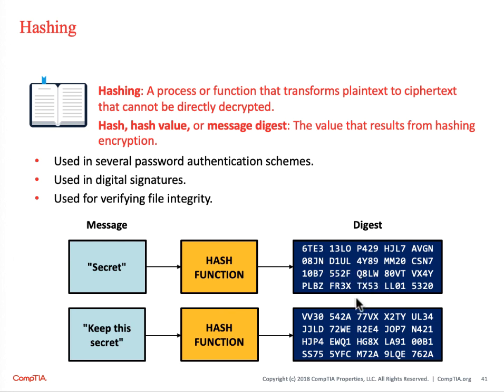And if you notice, even though these both have the word secret in them, none of these values are the same between the two. That's because in hashing we want things to be disassociated with each other, so that people can't try to figure out the original message. That is a built-in function of it.